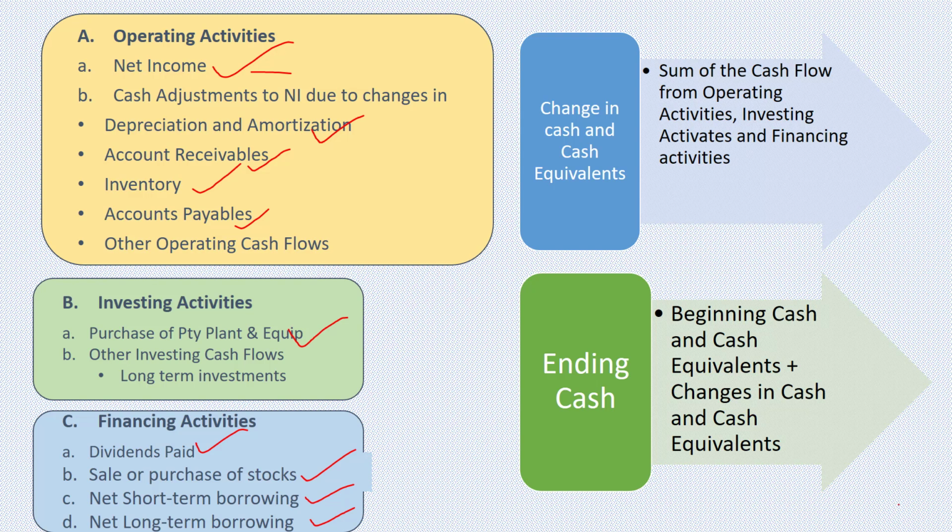The sum of cash flow from operating activities, investing activities, and financing activities reflects the changes in cash and cash equivalents, and that is reflected in the balance sheet. Finally, the statement shows the ending cash based on how much cash there was at the beginning, how much the cash changed during that period, and how much is at the end of that period.